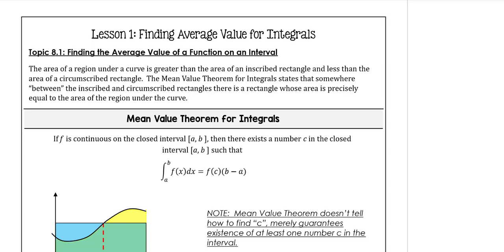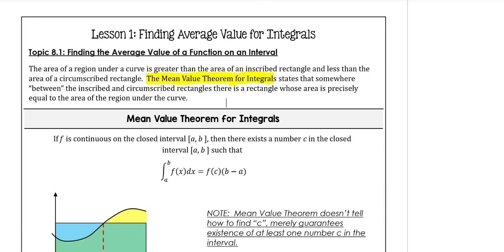So we know that the area of a region under a curve is greater than the actual area when we use inscribed rectangles, and less when we use circumscribed rectangles. The mean value theorem for integrals, a new theorem for us here, states that somewhere in between the inscribed and circumscribed rectangles, there's a perfect rectangle whose area is precisely equal to the area of the region under the curve.